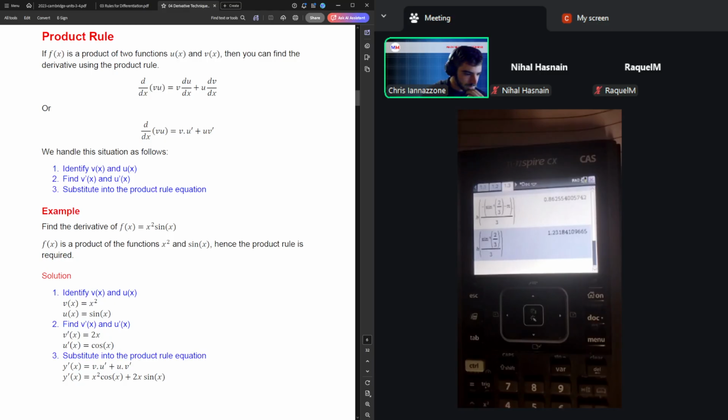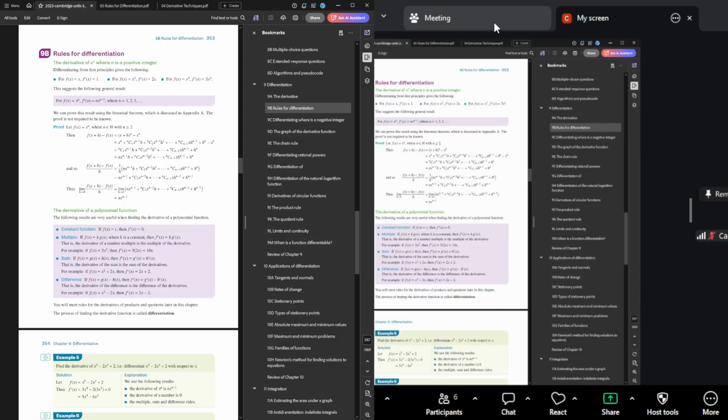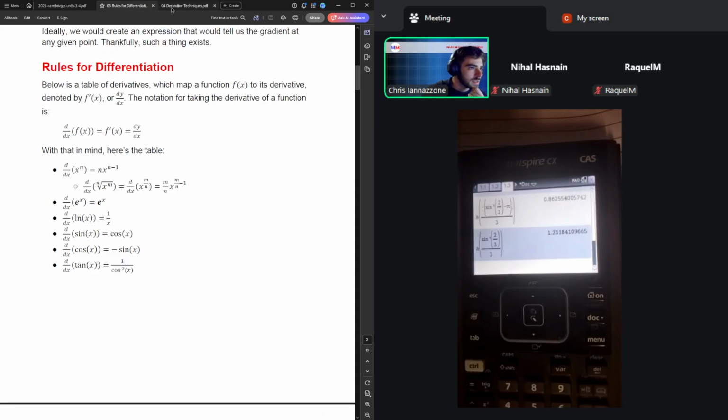Cool. Let's get this screen share back to the book. Yep, that's the book. Good.